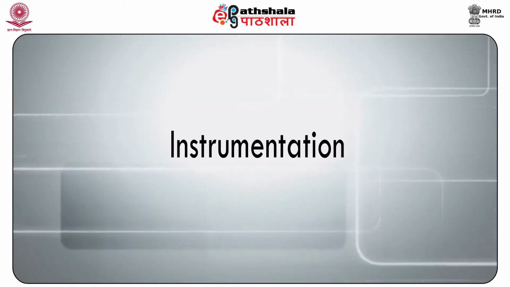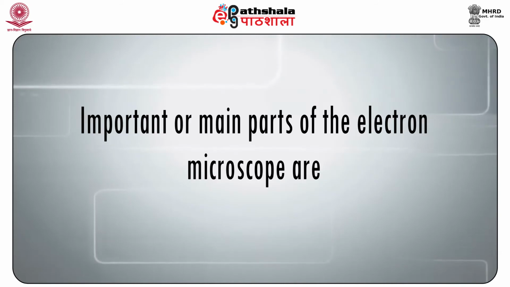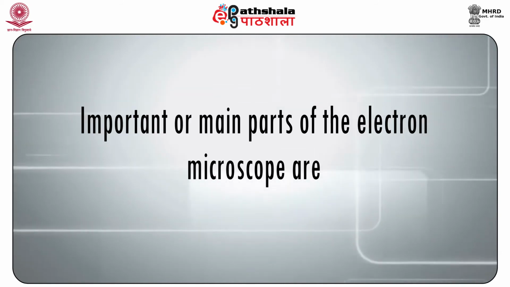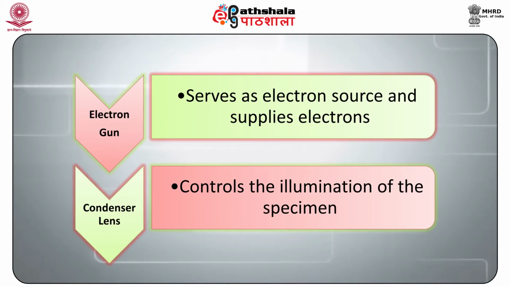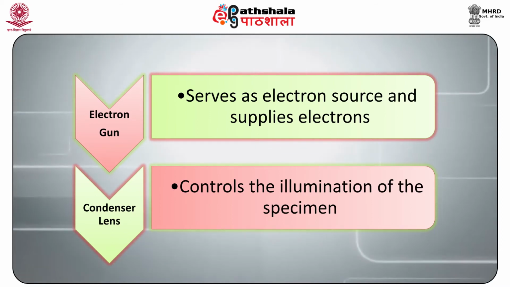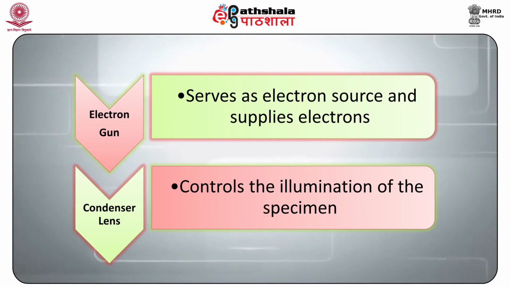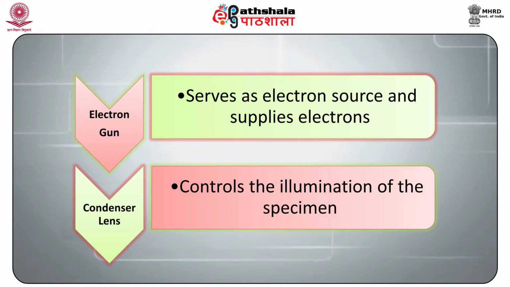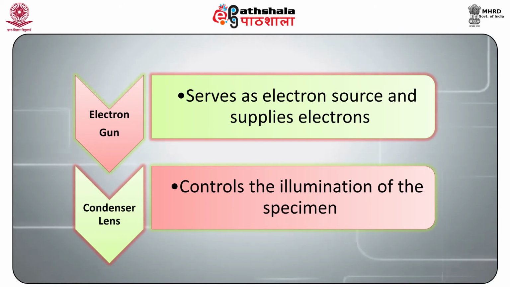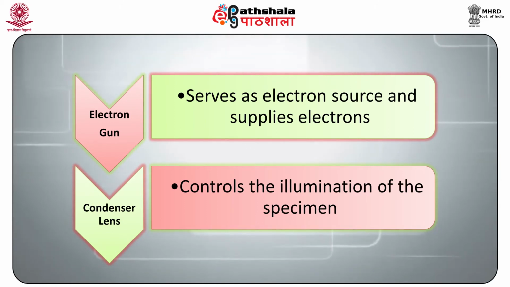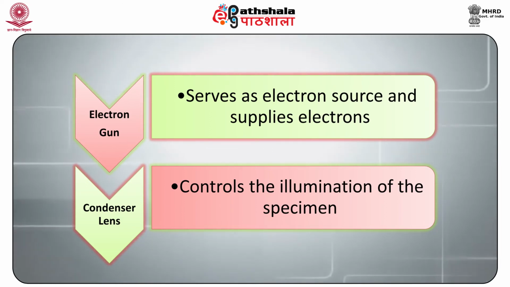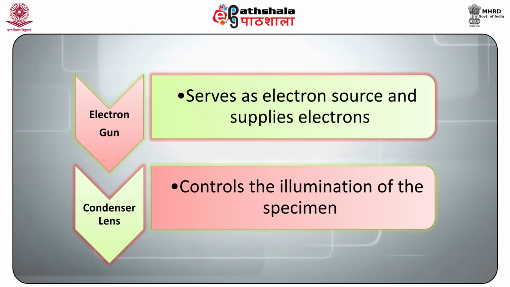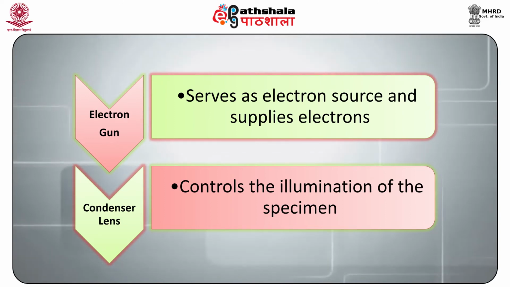Now, let us talk about instrumentation. The important or main parts of the electron microscope. Number 1, electron gun. Now electron gun serves as electron source and supplies electrons. Number 2 is condenser lens. It controls the illumination of the specimen by the beam of electrons and may be a magnetic field. To provide intense illumination, double condenser or two lenses may be used.